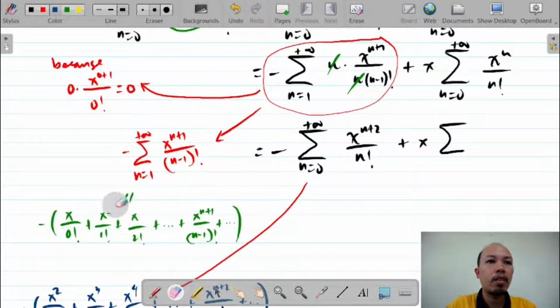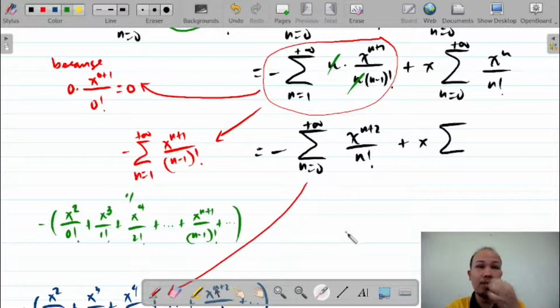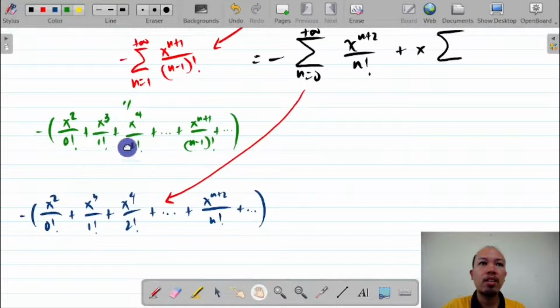Okay, so this is 2, this is 3, this is 4. When n is equal to 1, we have 1 plus 1 is equal to 2. When n is equal to 2, 2 plus 1 is equal to 3. And then 2 minus 1 is 1 factorial. So that's it. As you have noticed, they are just the same.